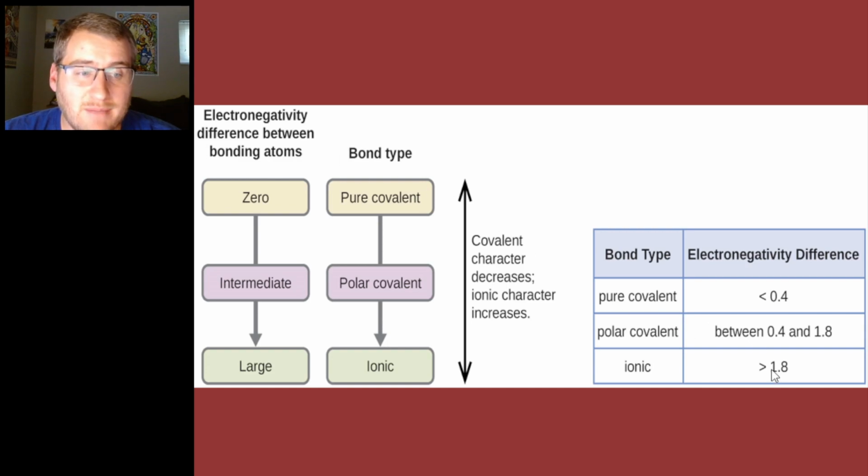If it's above 1.8, we consider that a large difference in electronegativity, and that bond will be purely ionic, meaning one electron will be completely stolen away from the other atom. But you have everywhere in between those two numbers, you make a polar covalent bond. It's a covalent bond still, they're still sharing electrons, but they're not sharing them equally. The more electronegative atom is hogging the electrons to itself.